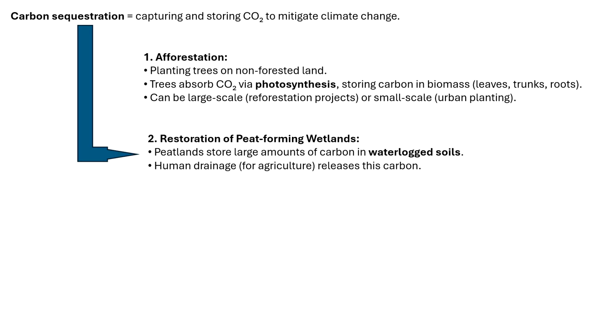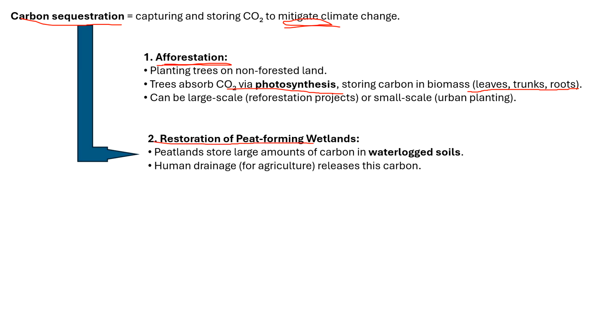Carbon sequestration, key definition here. This is capturing and storing CO2 (sequestration in Spanish is secuestro), and it links to mitigating or stopping climate change, okay? Two different things. Afforestation. This is a form of carbon sequestration: planting trees on non-forested land, so land without forests. These trees absorb CO2 via photosynthesis, storing carbon in their biomass, okay? Leaves, trunks, and roots, and this can be large scale or small scale.